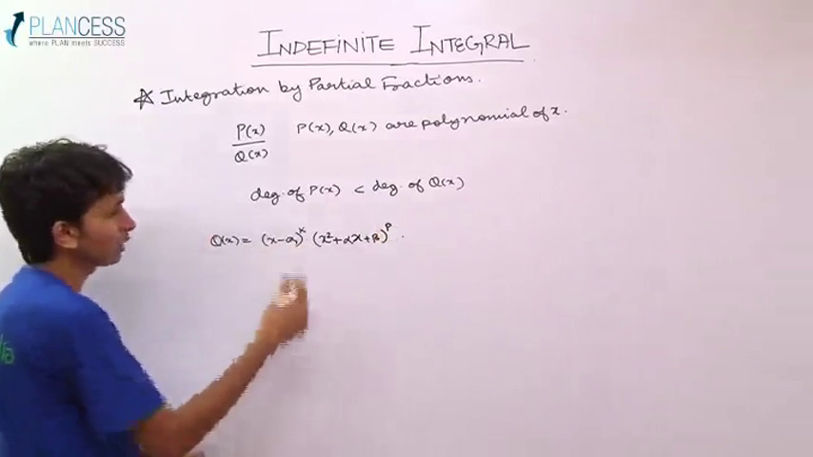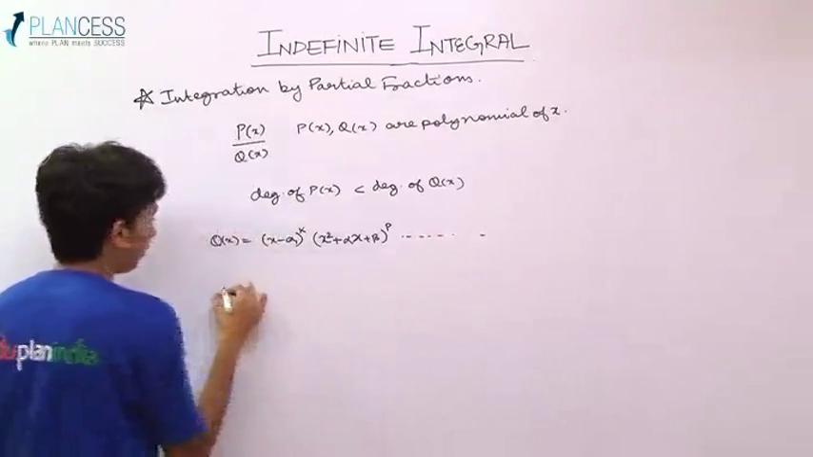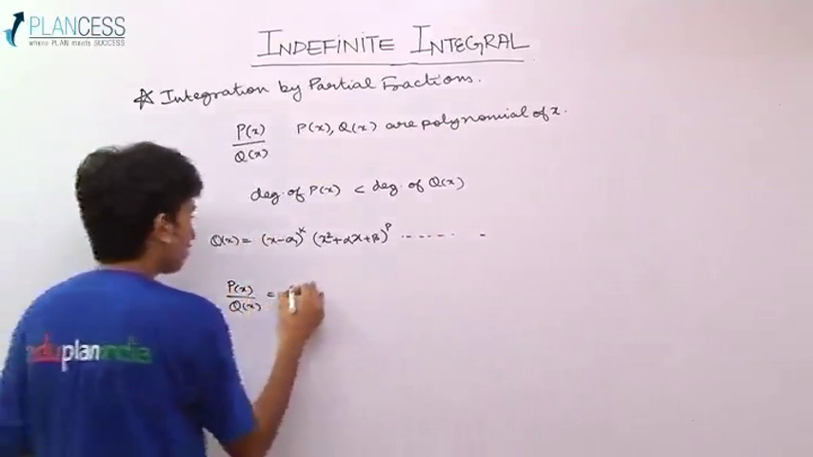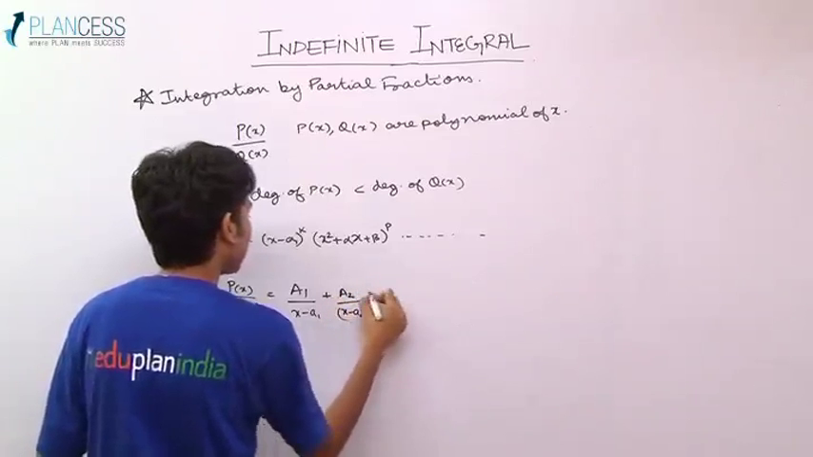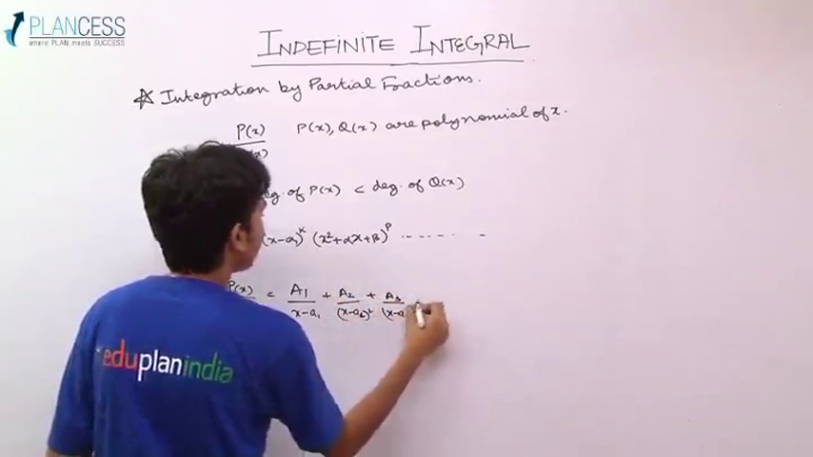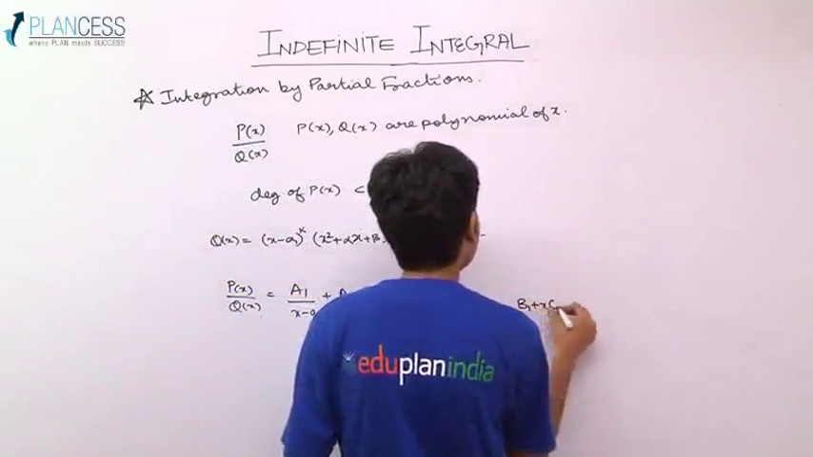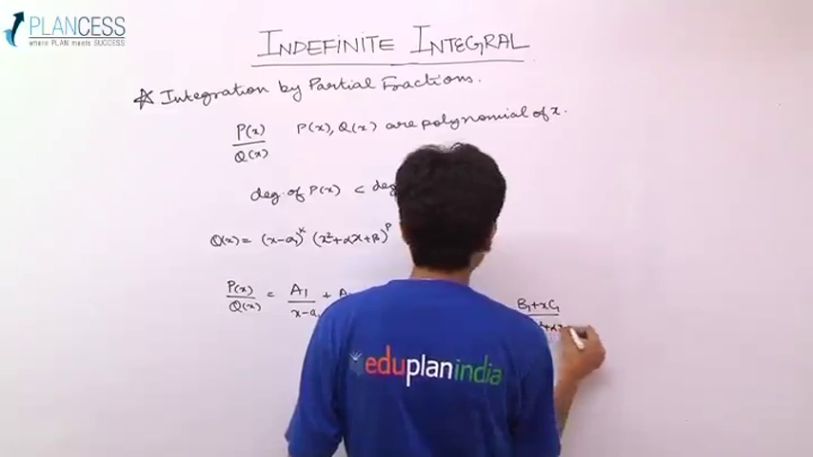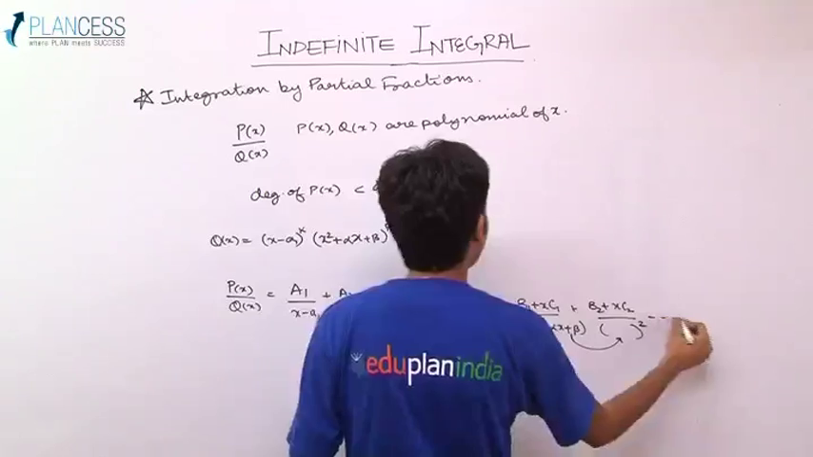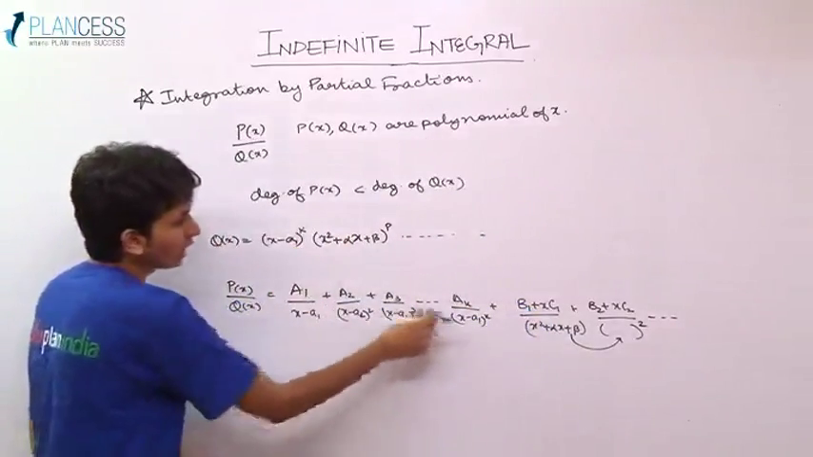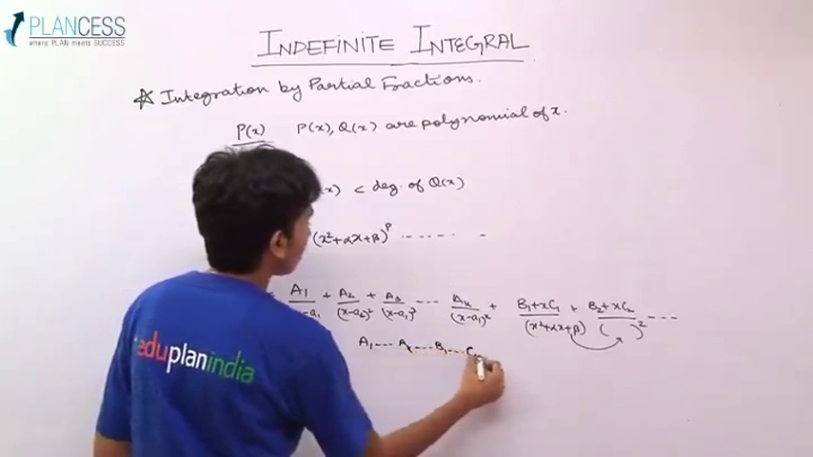That is, it has terms like x minus a1, x minus a2 raised to various powers, and terms like this. So what we do is we write p(x) upon q(x) as A1 upon (x minus a1) plus A2 upon (x minus a1) whole square, plus A3 upon (x minus a1) whole cube, and so on till Ak upon (x minus a1) raised to k, plus say (B1 plus x C1) upon (x square plus alpha x plus beta), similarly plus (B2 plus x C2) upon this thing raised to 2, and so on. So for each and every term like this raised to k, we write k terms, 1, 2, 3 up to k. All of A1 to Ak, B1, C1 and so on are constants.